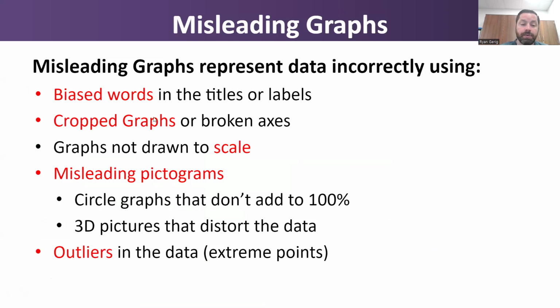The other ways that we looked at: some biased words in the titles or labels, again cropped graphs, broken axes, graphs not drawn to scale, misleading pictograms, such as pie graphs that don't add up to 100%, or 3D pictures that can distort what it looks like. And then outliers. We looked at outliers and how that can have an effect on some data.